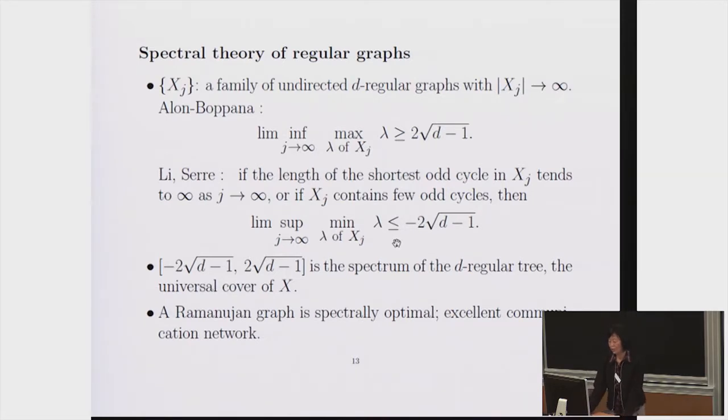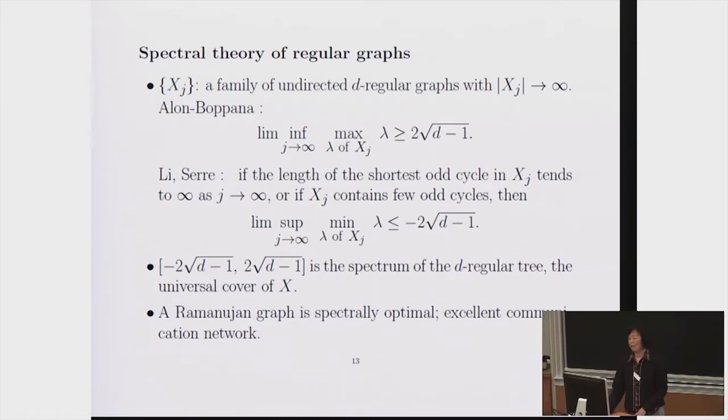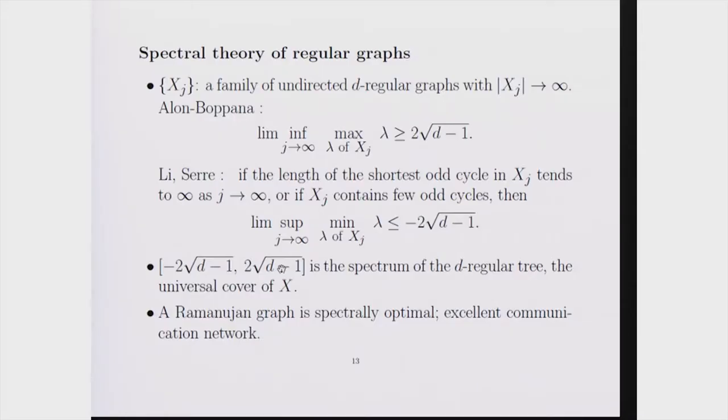Okay. So the meaning of these two bounds, 2 root d minus 1 and minus 2 root d minus 1, is that if we consider the interval from minus 2 root d minus 1 to 2 root d minus 1, this interval is the spectrum of the d-regular tree. So the d-regular tree is the universal cover of any d-regular graph. Okay. So the above two statements say that if I pick a very large d-regular graph, it's very likely that the largest non-trivial eigenvalue will go outside to the right, and the smallest non-trivial eigenvalue will go to the left. Okay, they'll go outside of this interval.